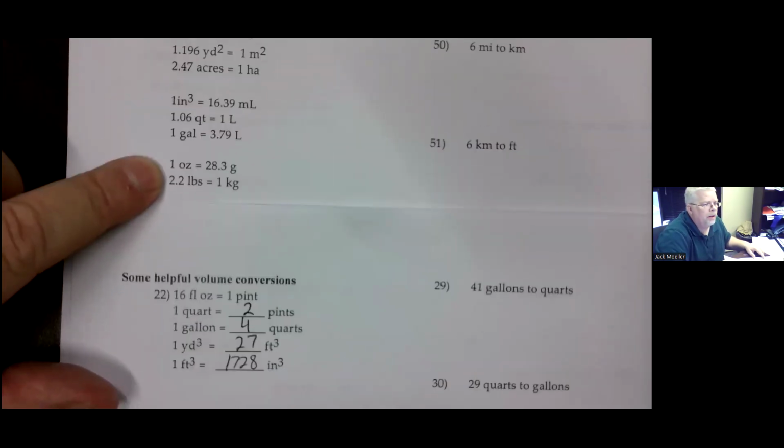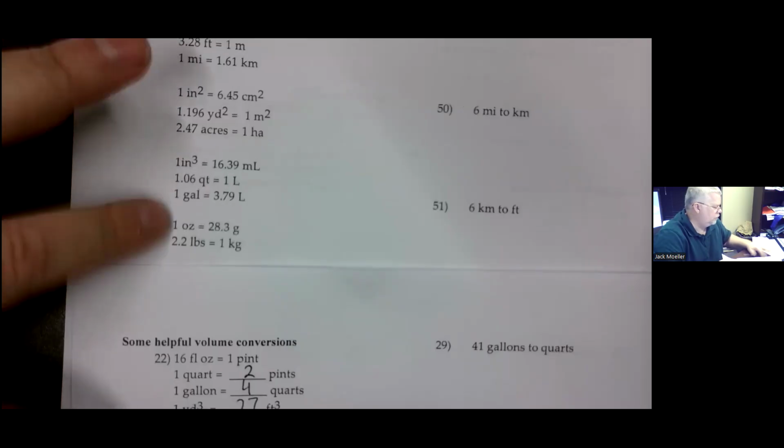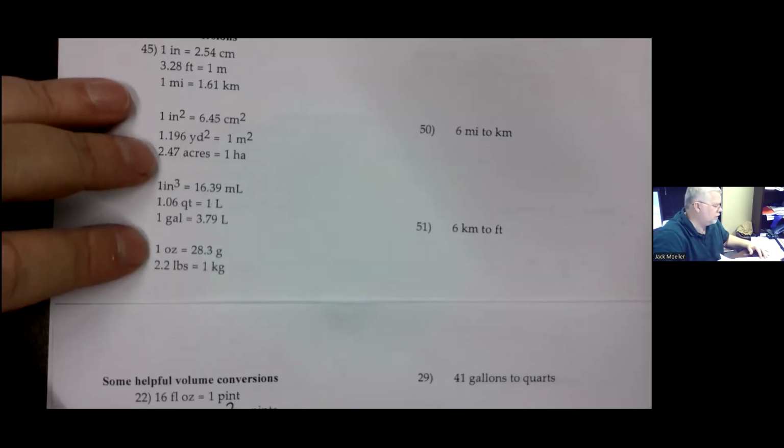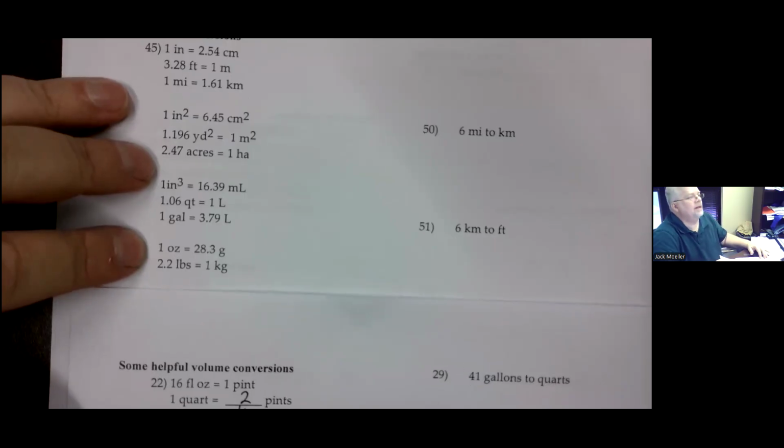On the next page, there are a couple more here. 1 ounce is 28.3 grams, so we're going from English to metric, and 2.2 pounds is 1 kilogram. We don't need these for the basic conversions, but we might need them in the word problems. A lot of these English to metric conversions will be given directly in the problem, so you don't need to know them; they'll be given to you somewhere.